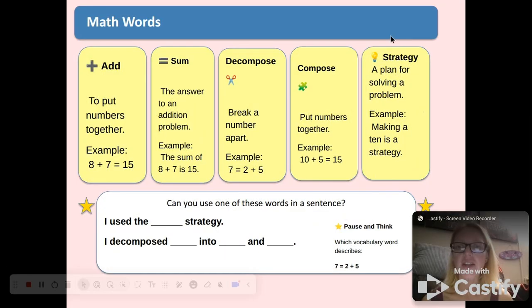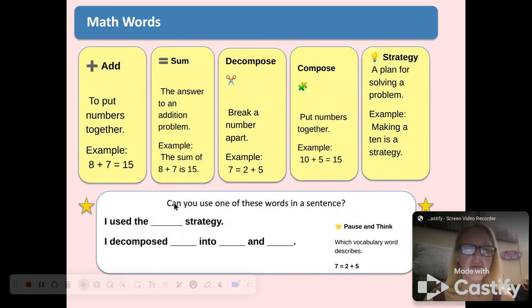And then we have strategy, a plan for solving a problem. So the decomposing is a strategy, composing is a strategy. We talked about counting on, that's a different strategy. A 10 frame is a different kind of strategy, or even a number line.